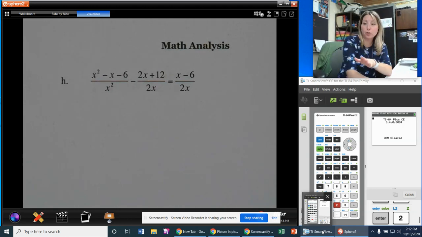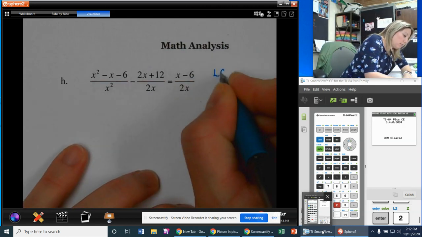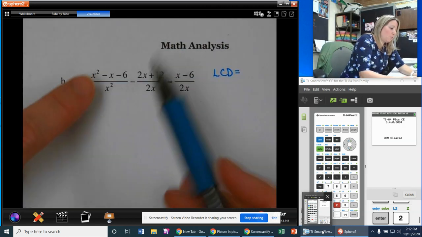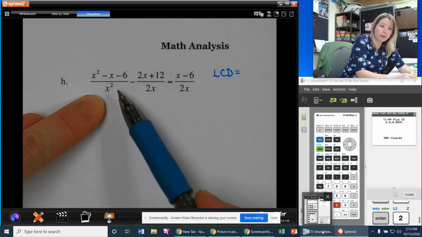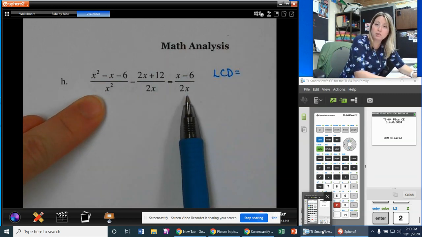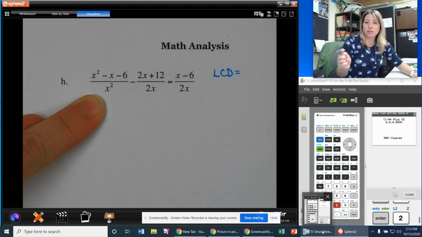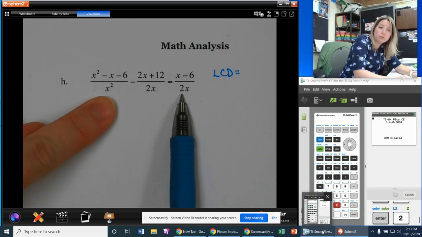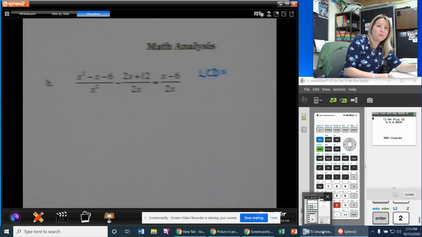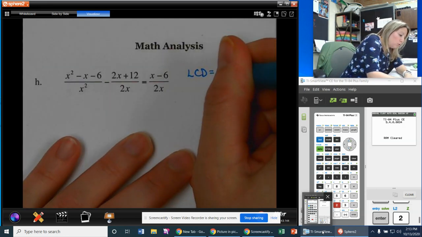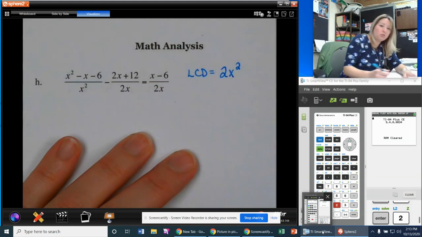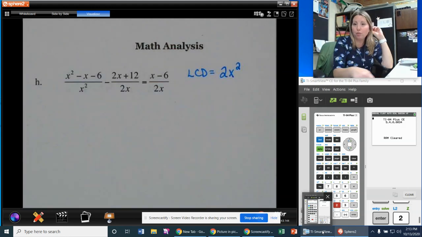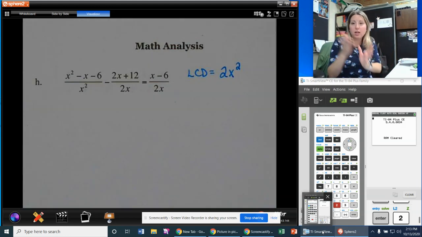So first we find the LCD. So look at all those denominators, right? We got an x squared. So that means since x squared is the highest exponent present for my x, an x squared has to be part of my LCD. Now, we've got this 2 in front of these two pieces. So if you do 2x squared as your LCD, you'll cover both of those pieces in your cancellation potentials.